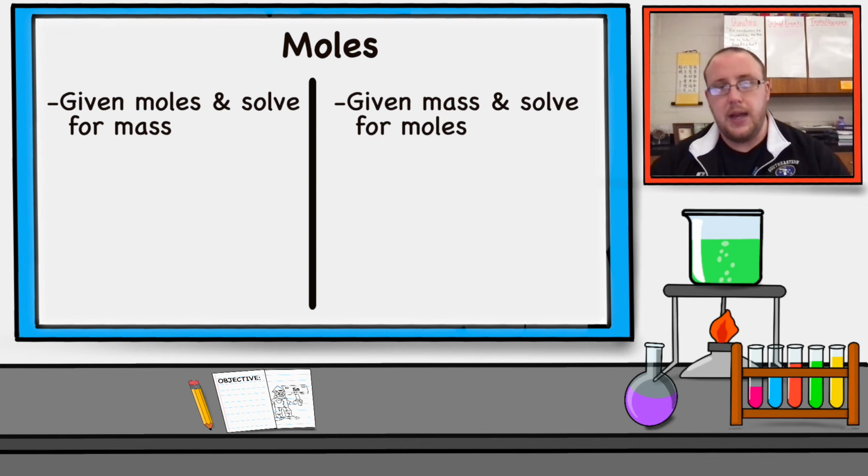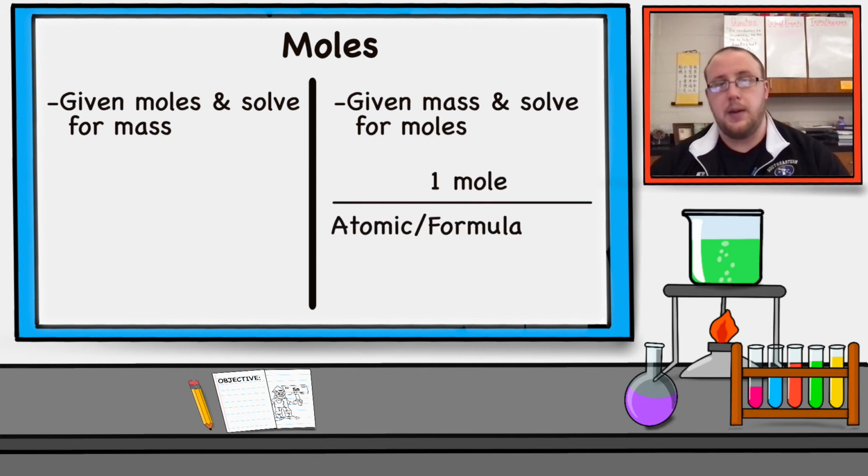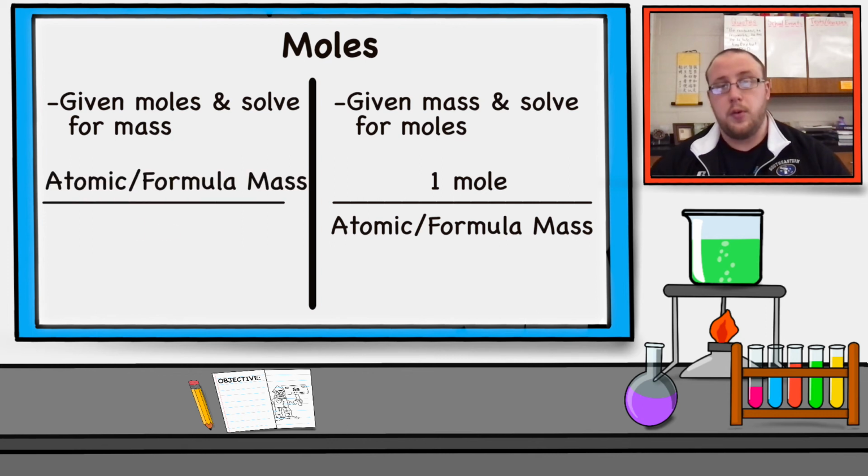If you are going from a mass and you're asked to figure out how many moles of a substance there are, you are going to use 1 mole over the atomic mass or formula mass. If I'm given the number of moles of a substance and I'm trying to figure out the mass, I'm going to use the atomic mass or formula mass over 1 mole. Now let's see how we use these relationships.